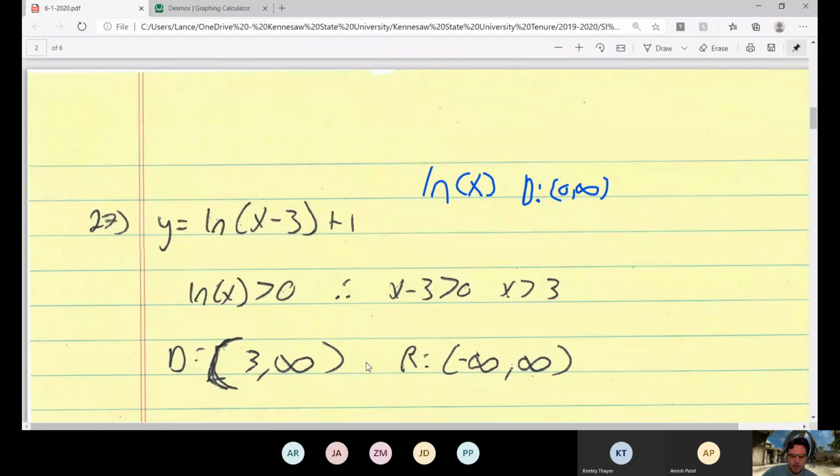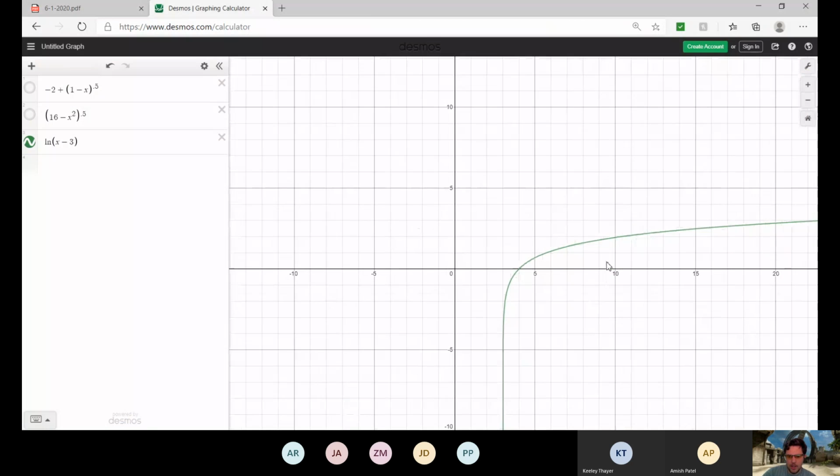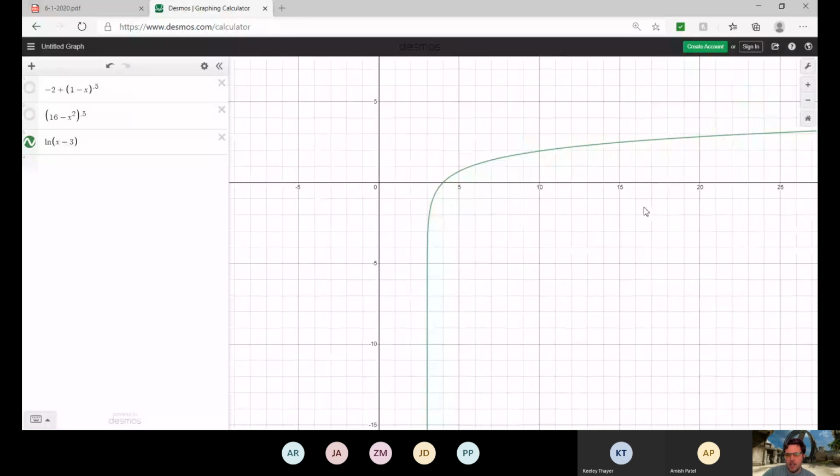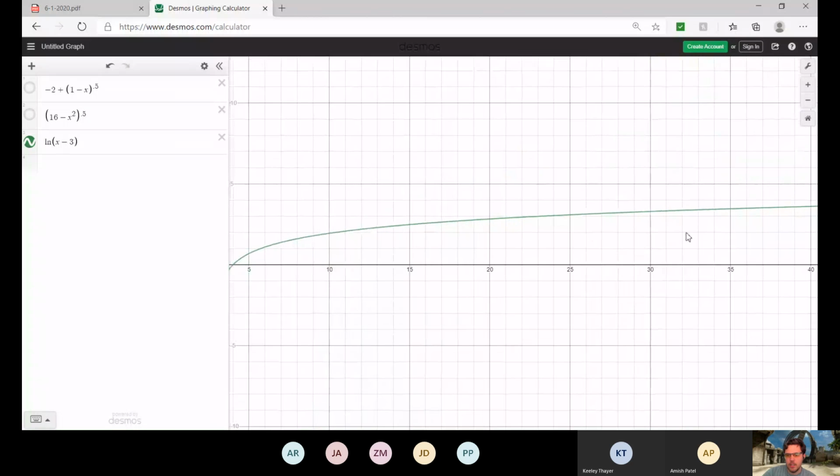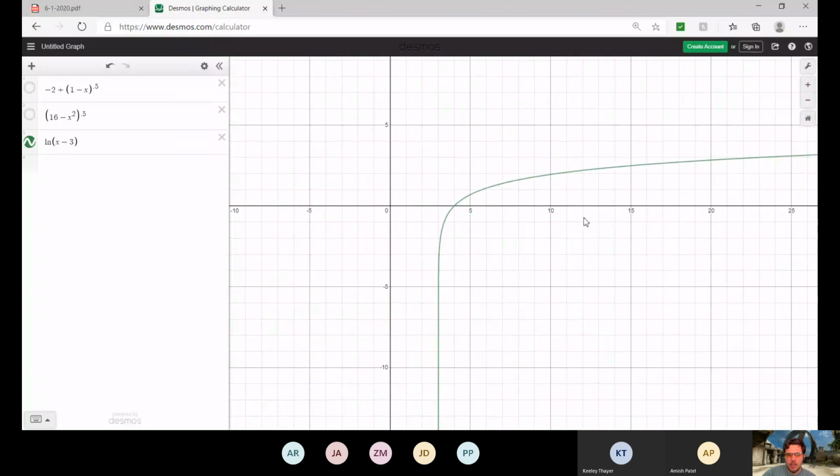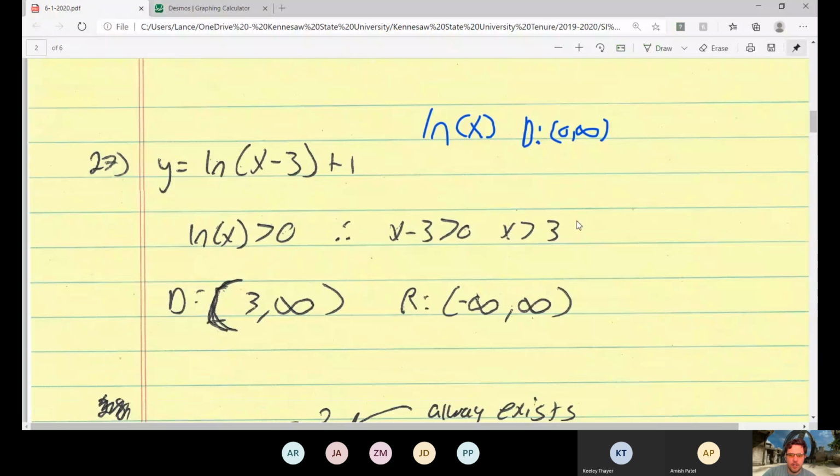Anyways, so the domain is from 3 to infinity, and the range is from negative infinity to infinity. You can see how it just drops all the way down. It just keeps going to infinity. And this very slowly goes to infinity. It will eventually go to infinity, but very, very slowly.